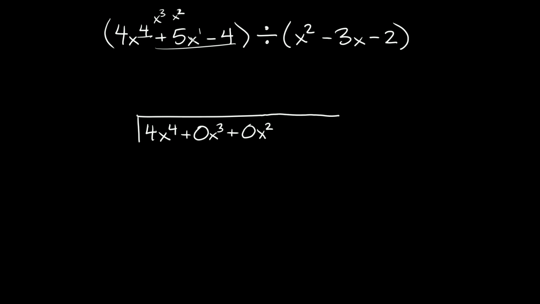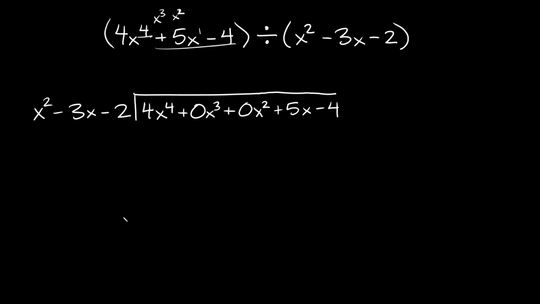And now I can fill in the rest of this, so plus 5x minus 4. And then out here, we have x squared minus 3x minus 2, right? So x squared minus 3x minus 2. Okay, and I'm going to move this up a little bit.